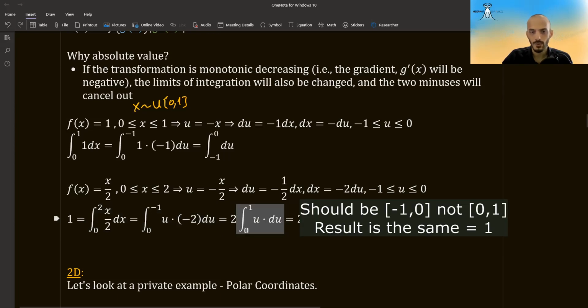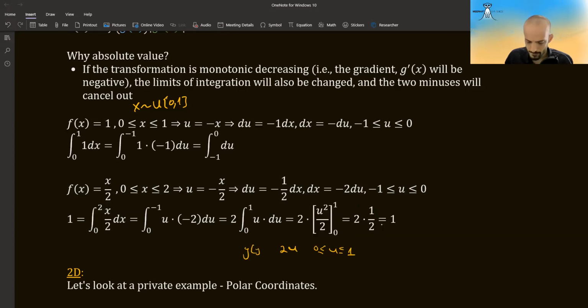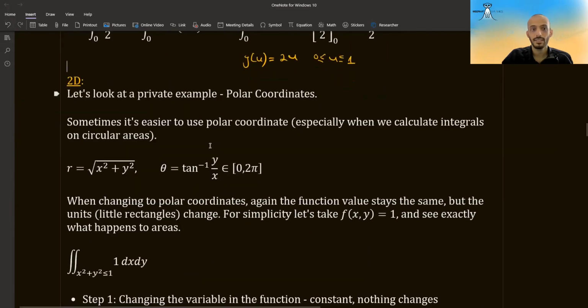So the new PDF would actually be 2u, and u is between 0 and 1. Okay, so this is our new PDF for u. Okay, this was the 1 dimension example. Let's move to 2 dimensions.